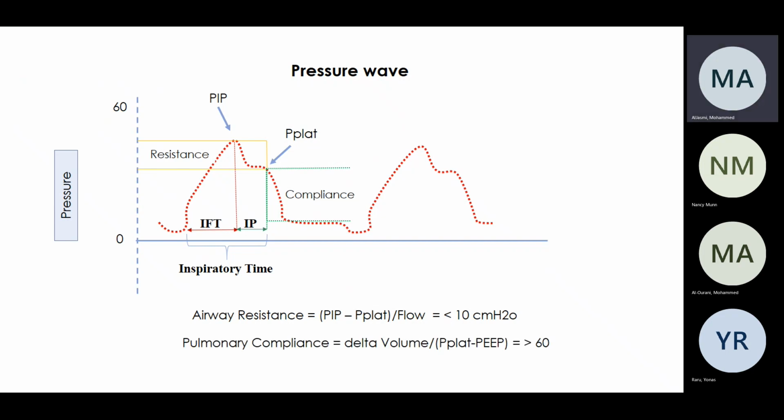How can we do the compliance? We said dynamic compliance is the peak minus the plateau. But do we care mainly for dynamic or static? Why is that?